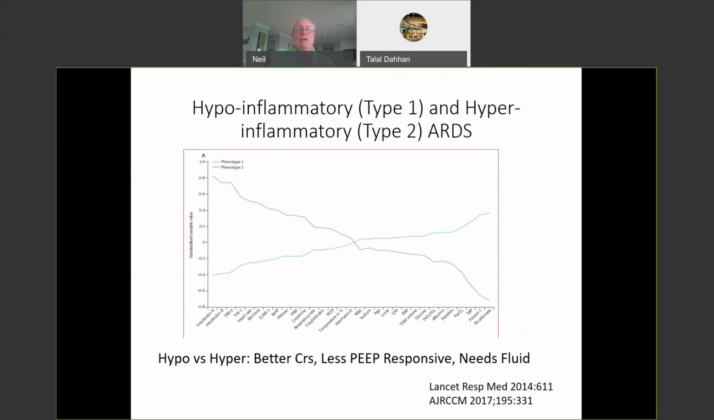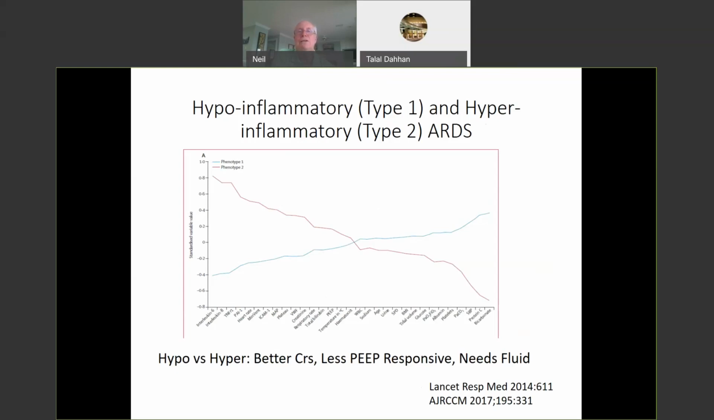The blue line, the hypoinflammatory type, has markedly better compliance and doesn't respond to PEEP nearly as well, and fluid restriction is not nearly as important in this phenotype. In contrast, the red line, the type 2 hyperinflammatory, is characterized by much worse compliance, does need a lot of PEEP, and does benefit from restricted fluids.